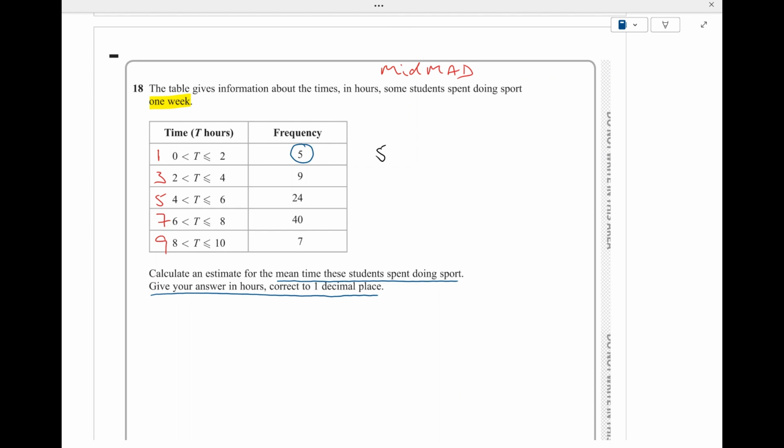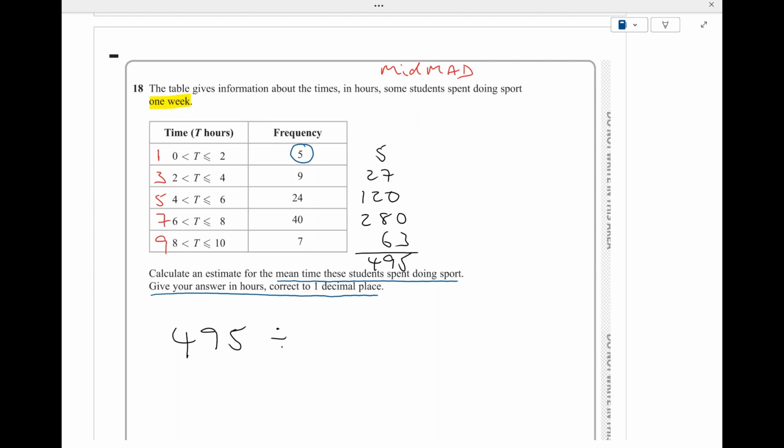1 times 5, 3 times 9 is 27. 5 times 24 is 120. 7 times 40, 280. 9 sevens are 63. So let's add that up and we'll work out then how many hours all the students spent doing sport in total. 495 hours.